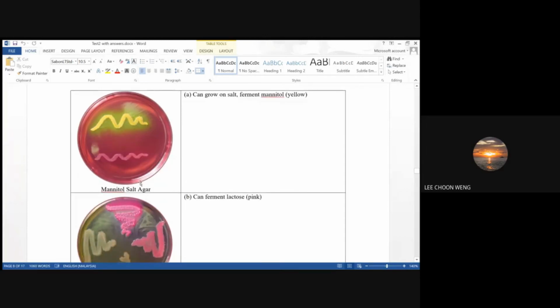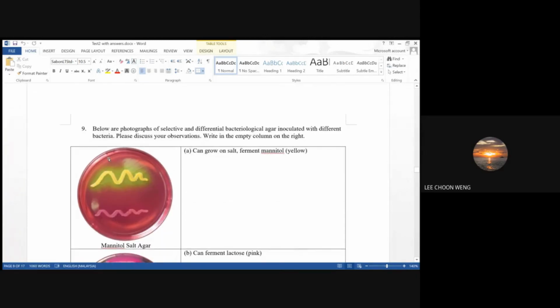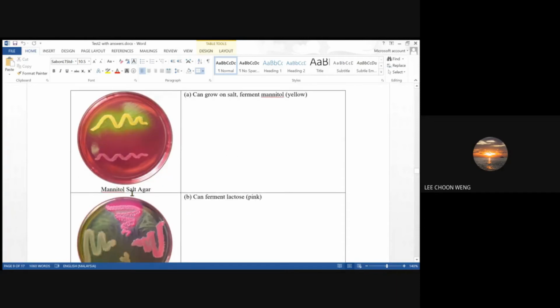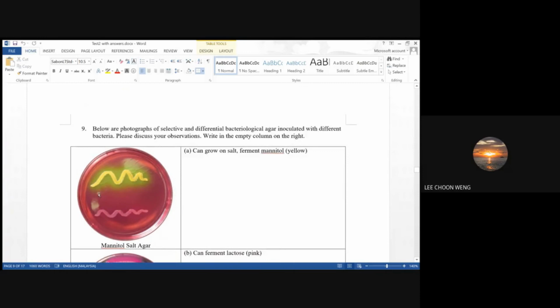Here, you can see the different morphology when plating on selective and differential agar. Mannitol salt agar. So there's salt here. Salt here is to select for bacteria that can grow in higher salt. For example, here it's a Staphylococcus. Okay. Then for mannitol, it's Staphylococcus aureus. Okay, so if you can ferment mannitol, you get the yellow colony here.